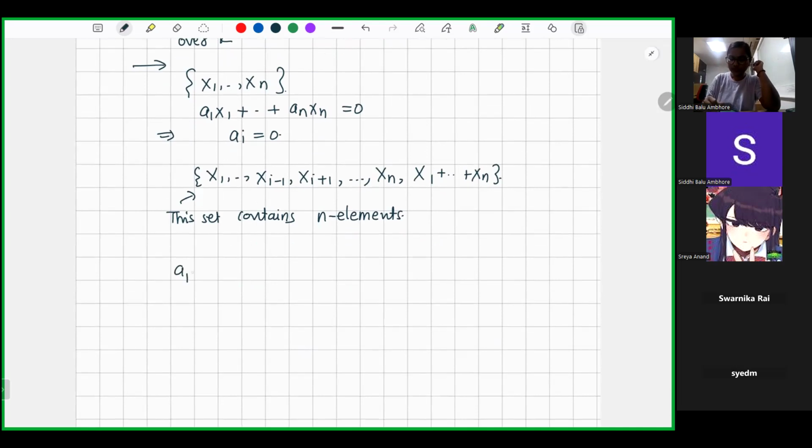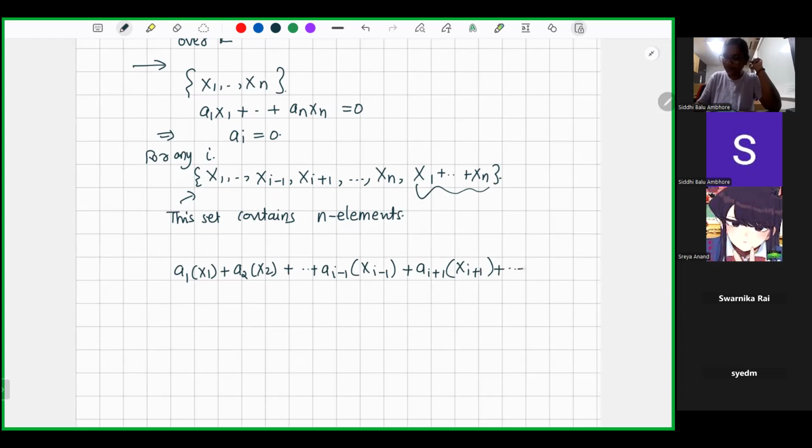So if I take a1 x1, we need to omit at least one of them. For any i, if my i is 1, then the set starts with x2. If i is 2, it is x1, x3, x4, and so on, and this element here. And now I'm taking ai xi minus 1. If there is any doubt, please ask about this indexing. And if this does not feel good, please let me know.